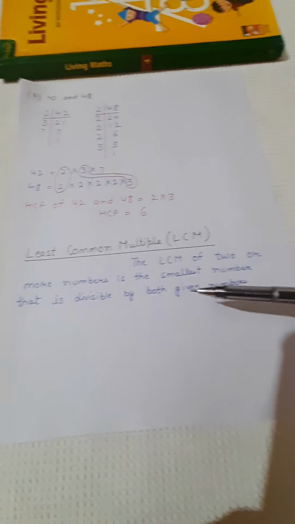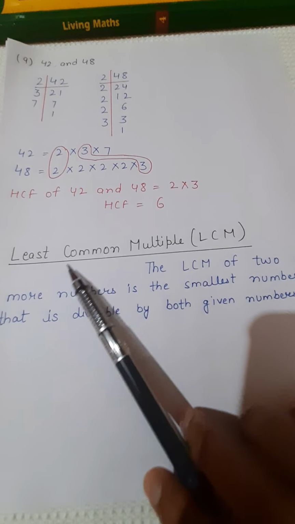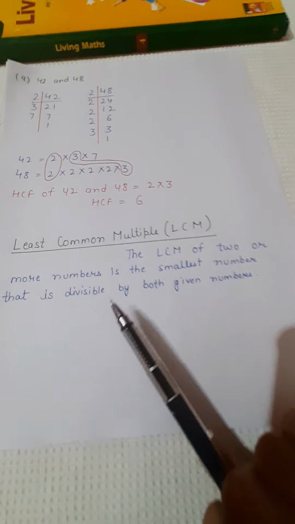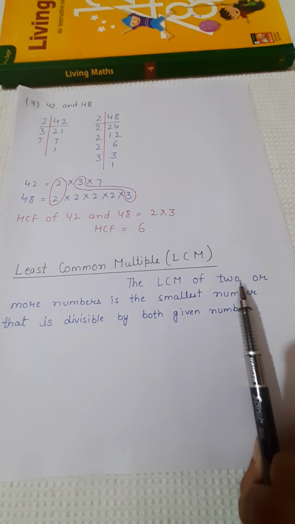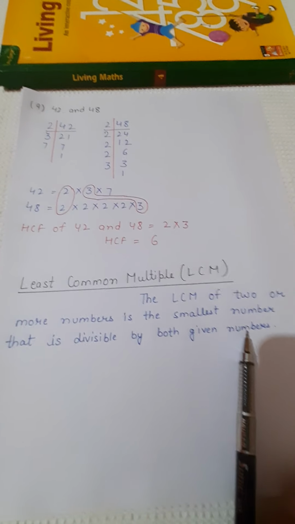Now the next thing is the LCM. The full form of LCM is least common multiple. What exactly is it? The LCM of two or more numbers is the smallest number that is divisible by the given numbers.